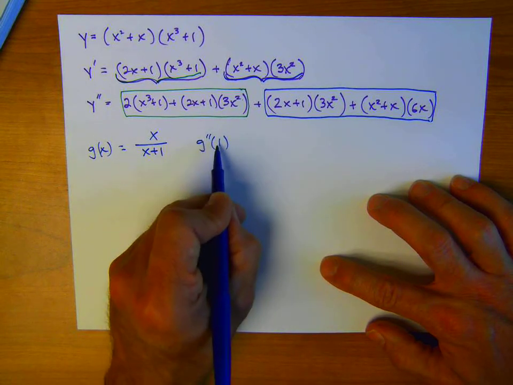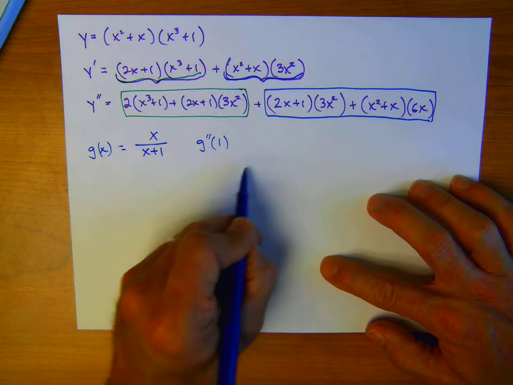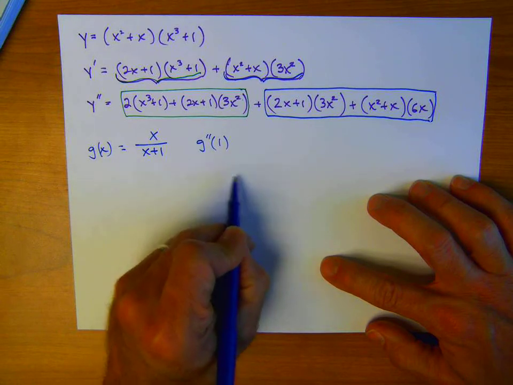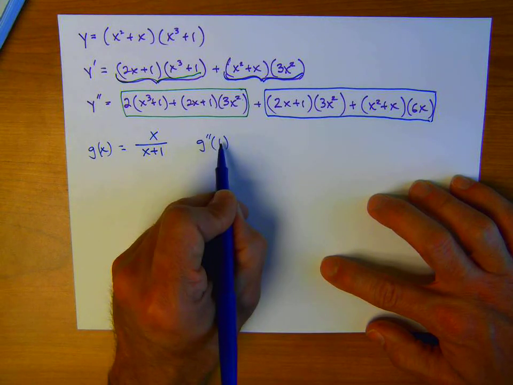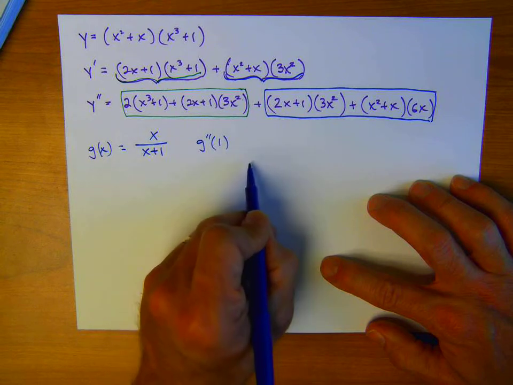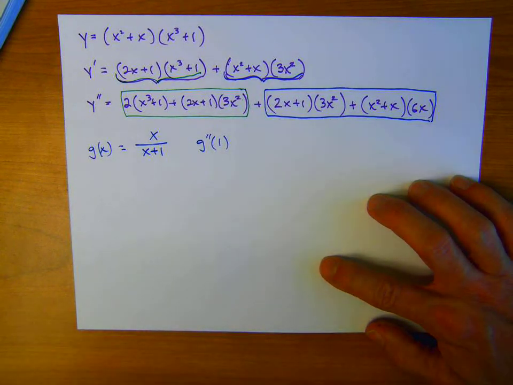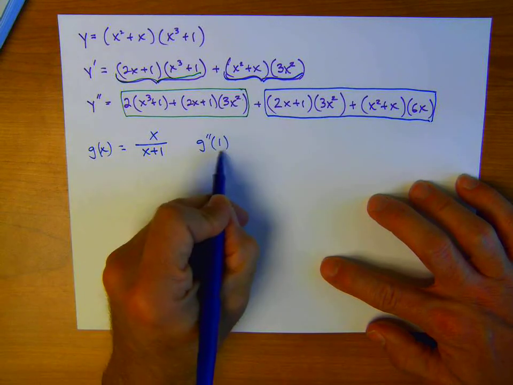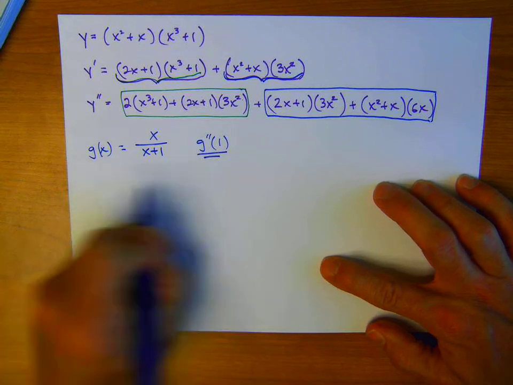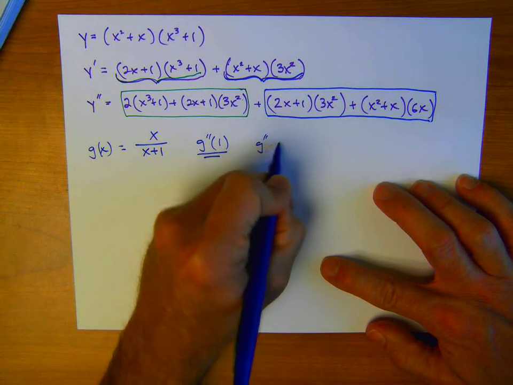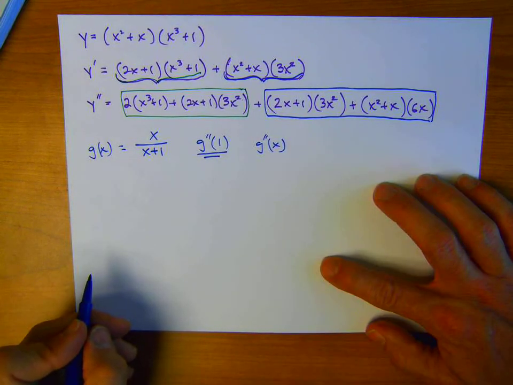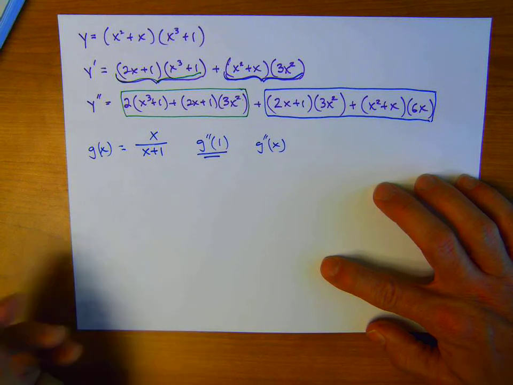So if the second derivative at 1 is positive, then we know it's concave up because our second derivative is positive. If the second derivative at 1 is negative, then we know that at that point it's concave down. All right, in terms of just trying to interpret this graphically. Okay, well, in order to get this, the first thing we need to do is find the second derivative of g. And in order to find the second derivative, we need to find the first derivative.